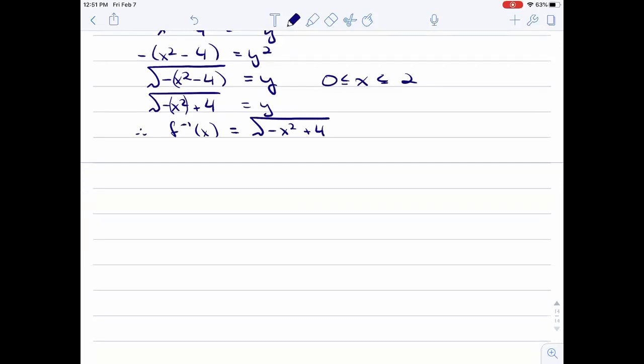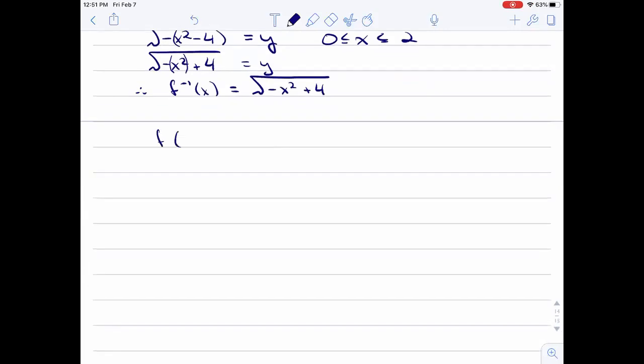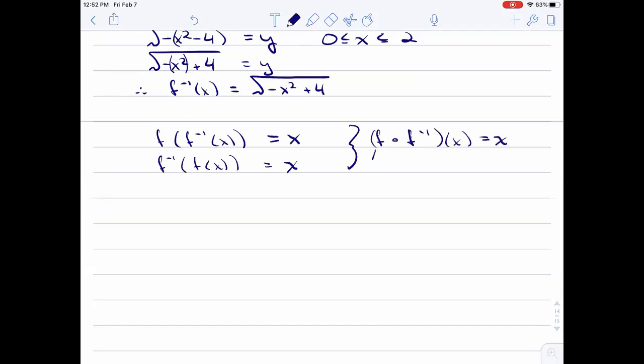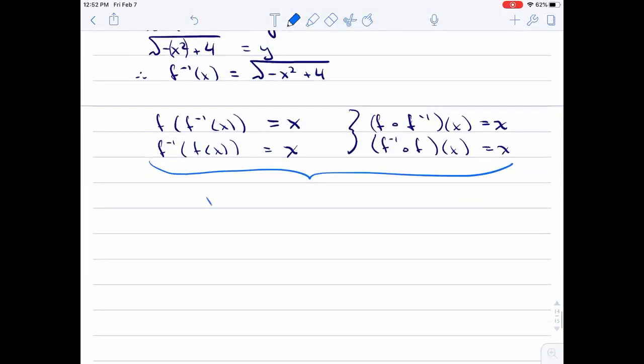And out of time, but the inverse function property says that f of f inverse of x equals x, but also that f inverse of f of x also has to equal x. And that's just a fact. This is f composed with f inverse. F composed with f inverse of x equals x, but also f inverse composed with f of x equals x. And this is the inverse function property.